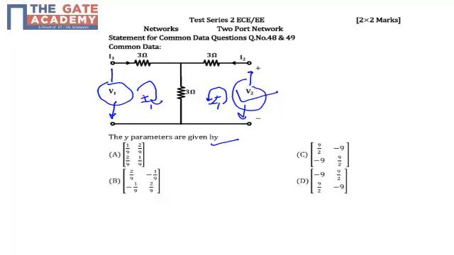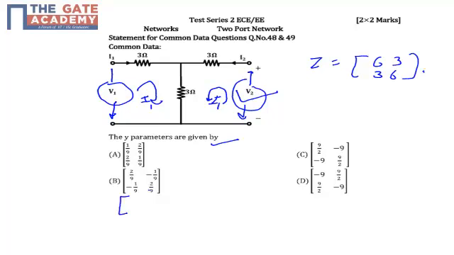But in this case we have an advantage: we already have the z parameters. It's the second part of the common data question. We already have the z parameters as 6, 3, 3, 6. So I will find the y parameters with the help of the z parameters, or I will convert my z parameters into y parameters.